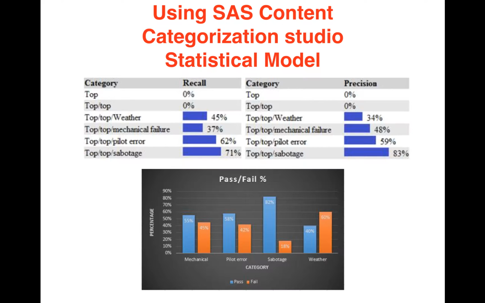First, I built a statistical model. The statistics reveal that categories like weather and mechanical failure perform pretty poorly, and there is significant improvement to be done in this one. Categories like pilot error and sabotage were pretty satisfactory. If you look at the percentage of pass and fail documents, the percentage of documents that failed in weather is significantly high, and also in mechanical failure.